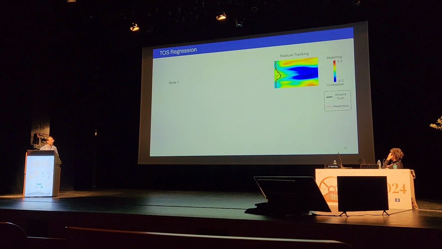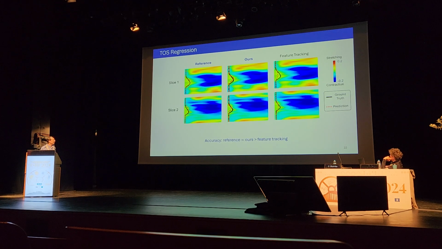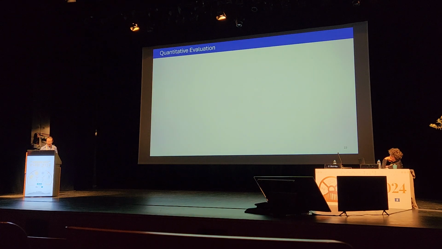First, for TAS regression, here's an example of the feature tracking baseline experiment. You can see that the black curve is ground truth and the red curve is the prediction, and it's quite a large error, right? And for reference, of course, if you use ground truth, it can make a perfect prediction. And in the middle is our result. It's much better than the feature tracking and close to the reference, as we expected. And we have a second case, and the conclusion still holds. So that's some examples, and now let's look at the statistics.